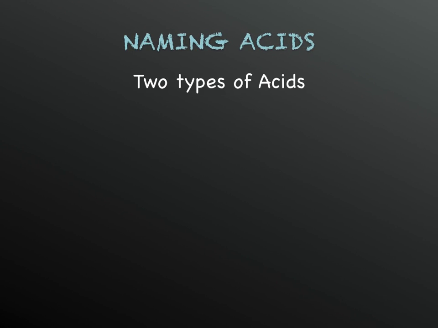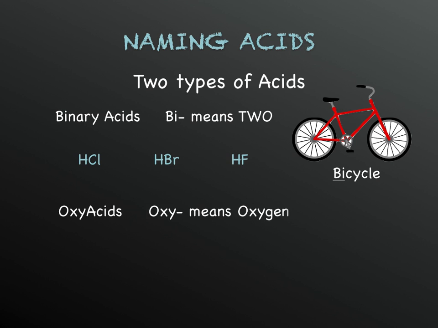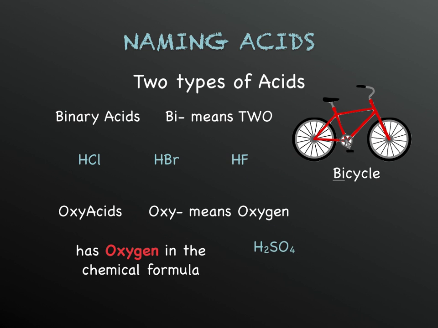Two different types of acids that we can name. The first one will be a binary acid. Bi means two, just like bicycle. Here's hydrochloric acid, hydrobromic acid, hydrofluoric acid. Next kind of acid is an oxyacid. It's called oxyacid because it contains oxygen. There's sulfuric, nitric, phosphoric.